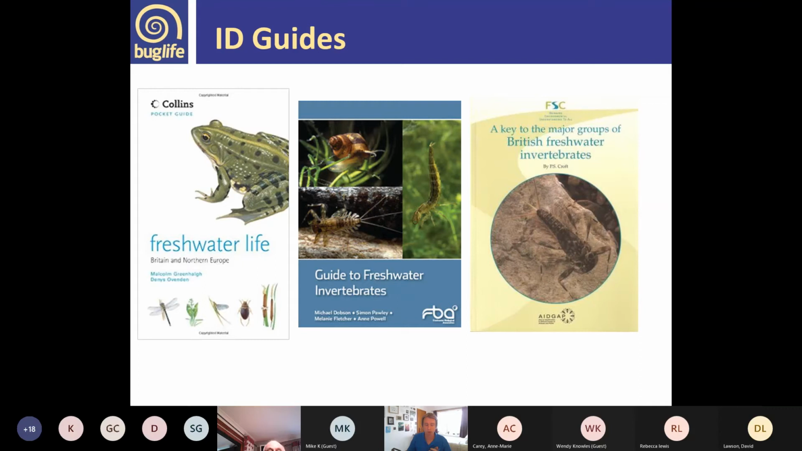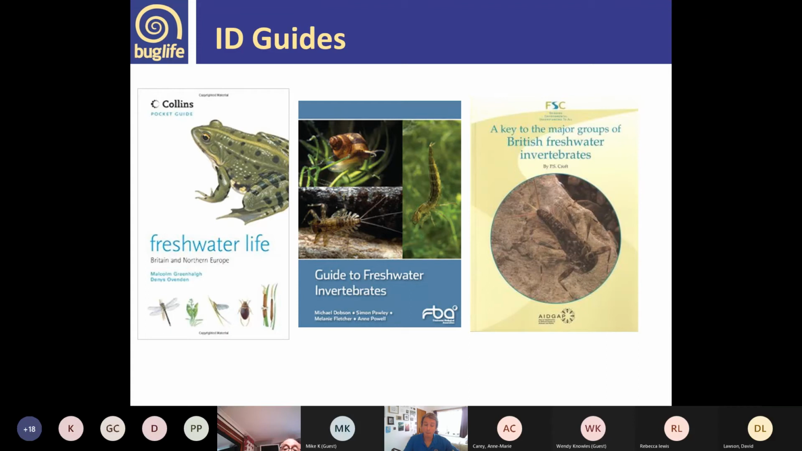There are many other resources available that you can search for online, including these three books that are featured on this slide here: The Freshwater Life of Britain and Northern Europe, The Guide to Freshwater Invertebrates, and The Key to the Major Groups of British Freshwater Invertebrates, which is also produced by the Field Studies Council. All of these go into a great deal more detail, and in some cases will enable you to get down to species level in your identification, which will be much more useful in terms of your biological recording.